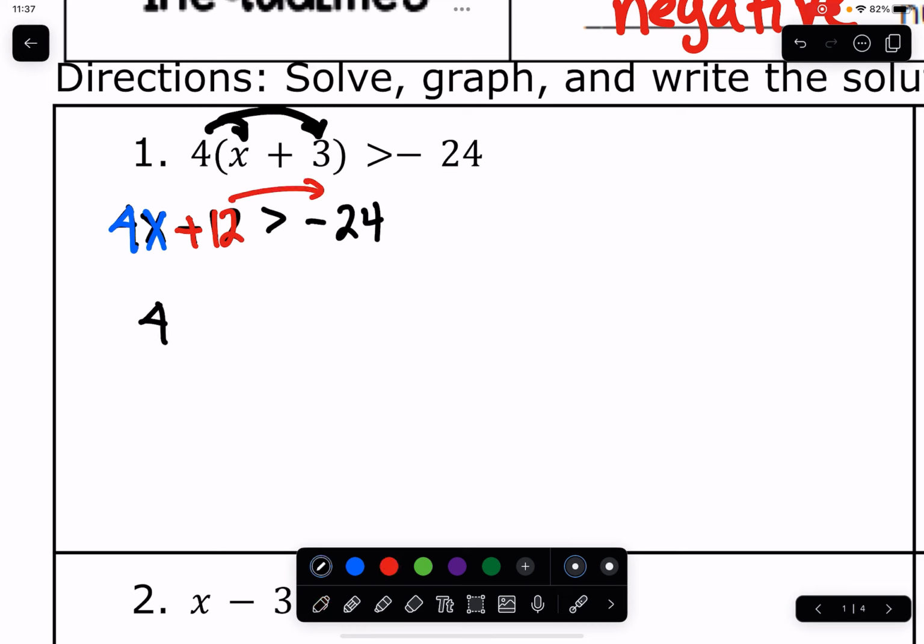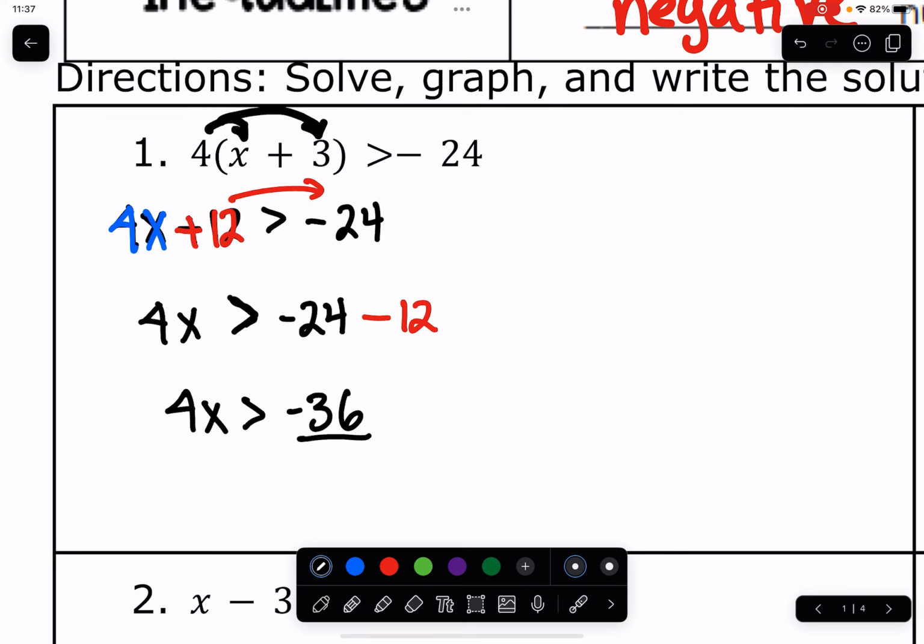So we have 4x greater than negative 24, and by moving the 12 to the other side, we end up subtracting it. So we're going to subtract 12. So 4x on the left is greater than, and negative 24 minus 12 is equal to a total of negative 36. We are now going to divide by 4. So the negative 36 gets divided by this 4 over here, and we're going to divide by this 4 there. And we're going to get that x is greater than negative 9.